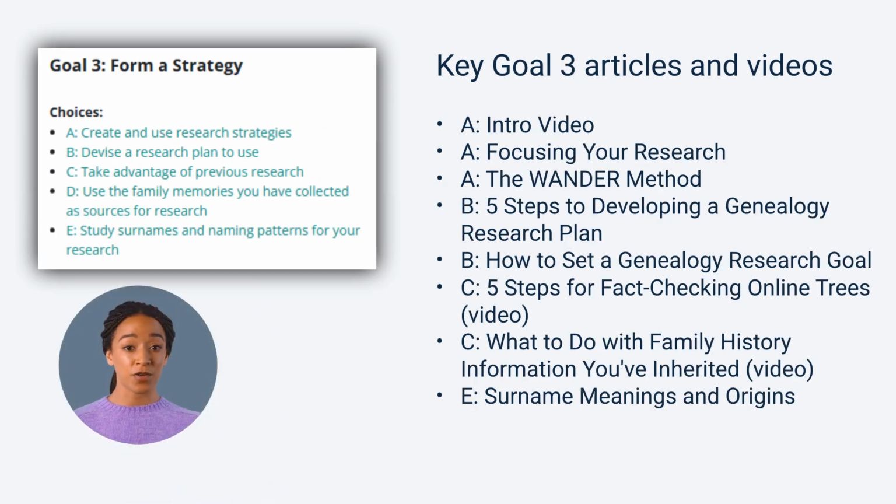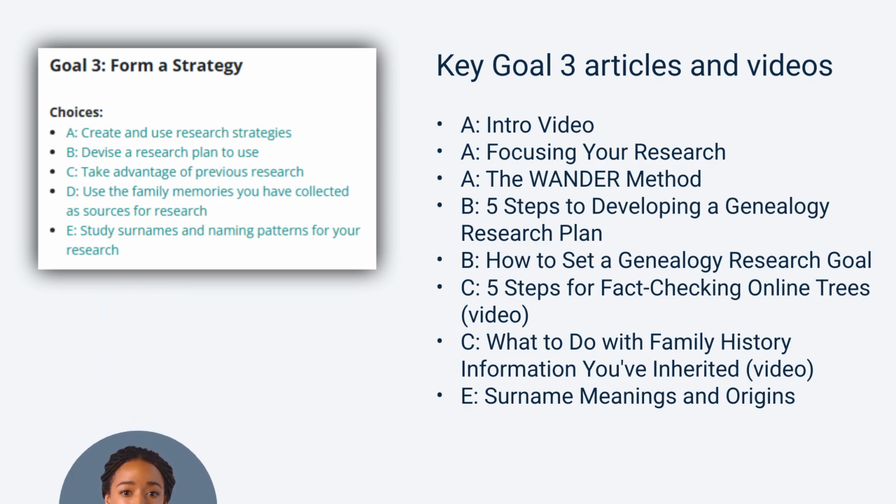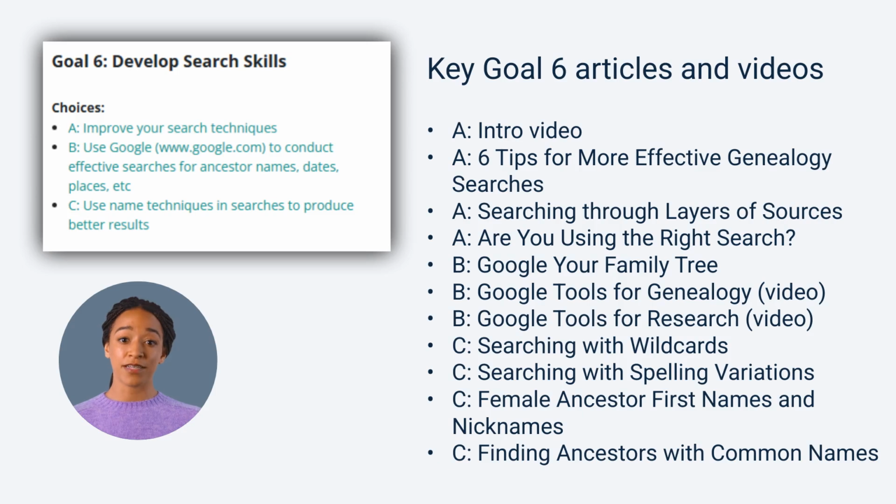Goal 3 helps you learn how to develop and use an effective research strategy. Check out the list at the right to see some of the key articles and videos you'll find in the goal. For now, we'll skip Goals 4 and 5 and come back to them later. Goal 6 helps you improve your online search skills so you can find more records for your ancestors more easily. Check out the list at the right to see some of the key articles and videos you'll find in the goal.